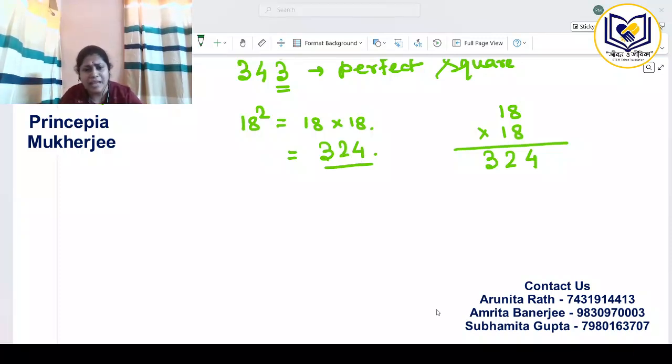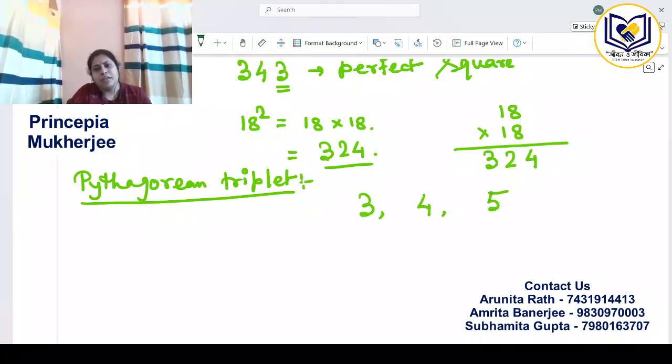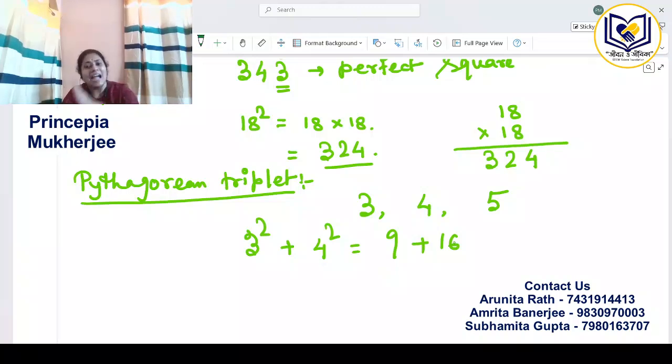Okay. Now, the next one is the Pythagorean triplet. What is the Pythagorean triplet? Now, look, if I'm considering three numbers like 3, 4 and 5. Now, if I am taking the squares of 3 and 4, 3 square and 4 square, and adding them, 3 square plus 4 square becomes 9 plus 16. So when I am adding this 9 and 16, I will get 25.